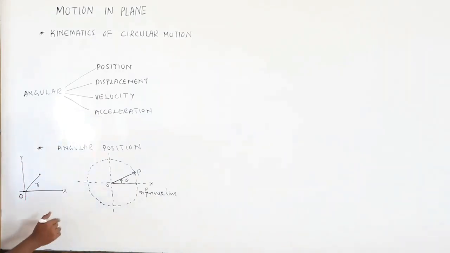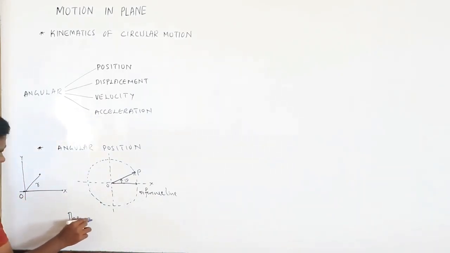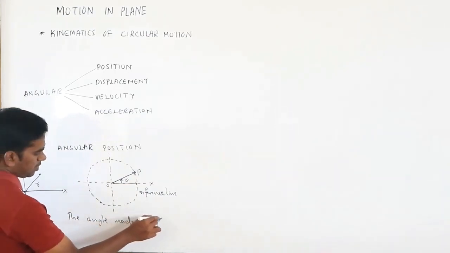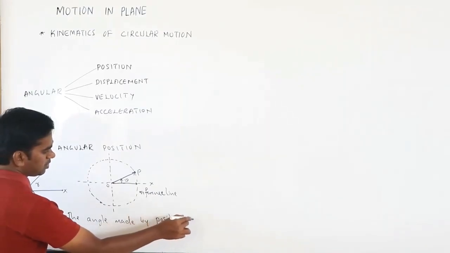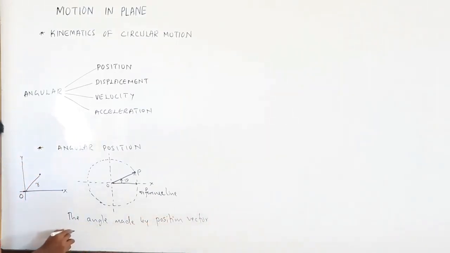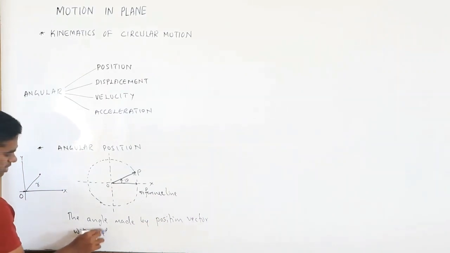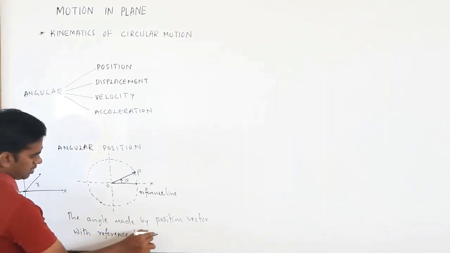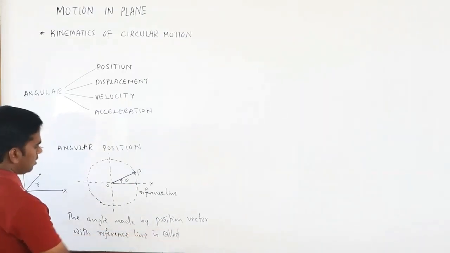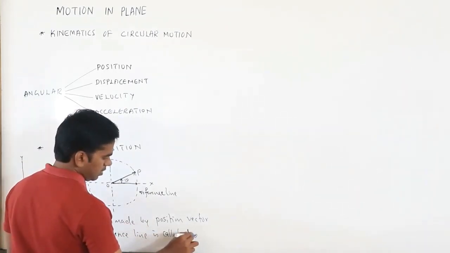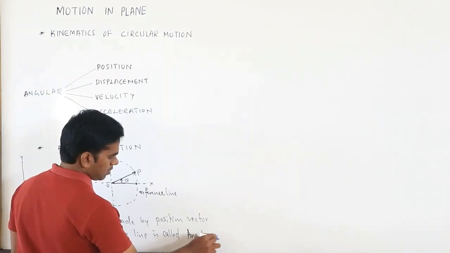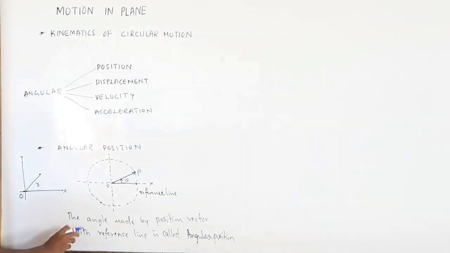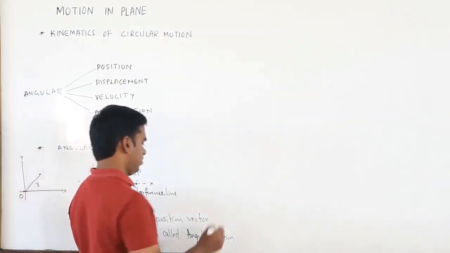If I write the definition, the angle made by the position vector with the reference line, that is the x-axis, is called angular position. Okay, so it is just the angle made by the position vector with the reference line that is called angular position.